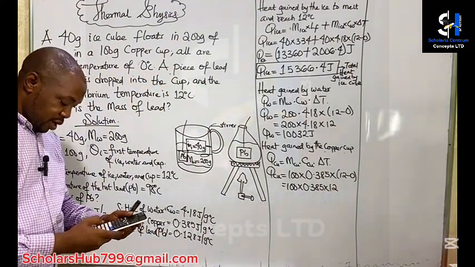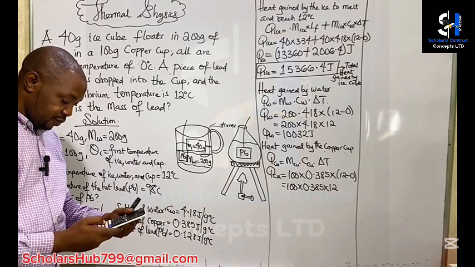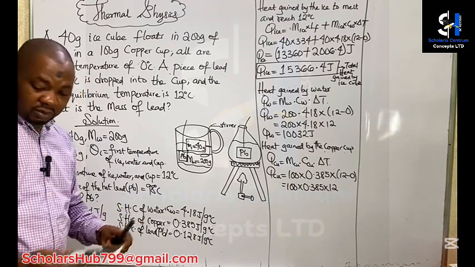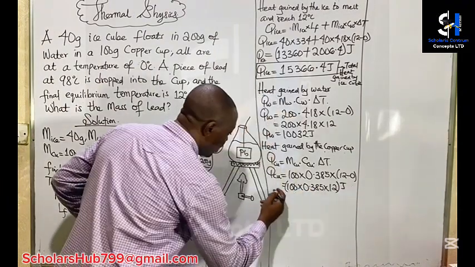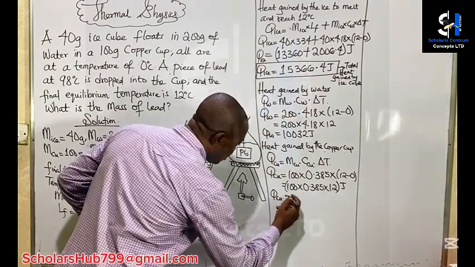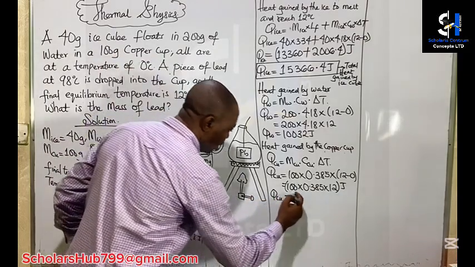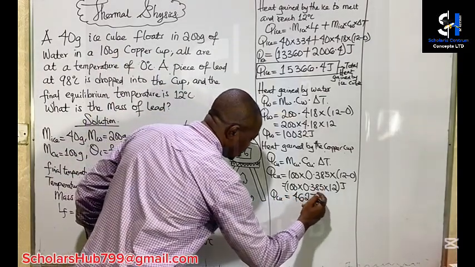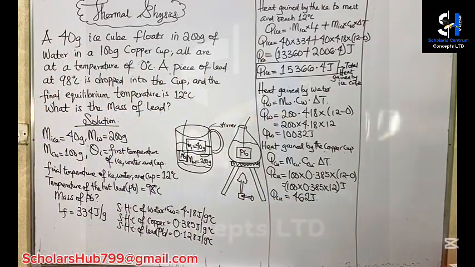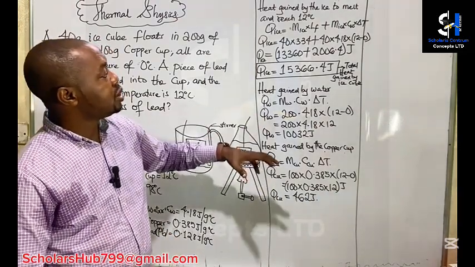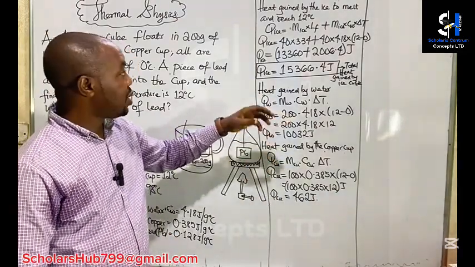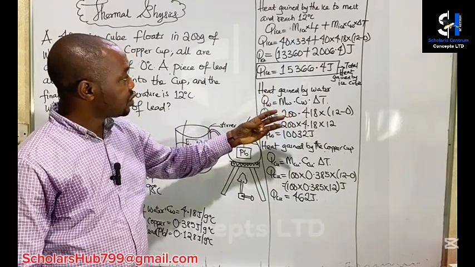100 multiplied by 0.385, then multiplied by 12, that will be 462. This is in joules, remember. So the heat gained by copper will be 462 joules. Now we are going to calculate the total heat gained by water, ice, and cup.